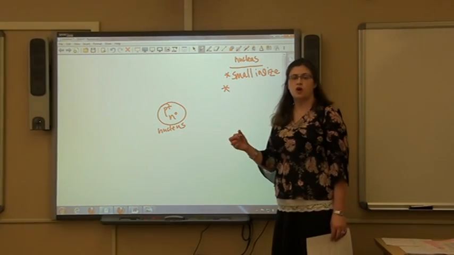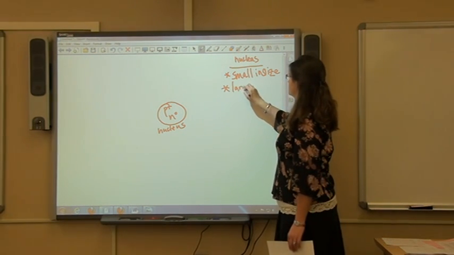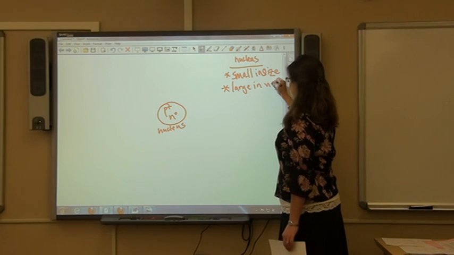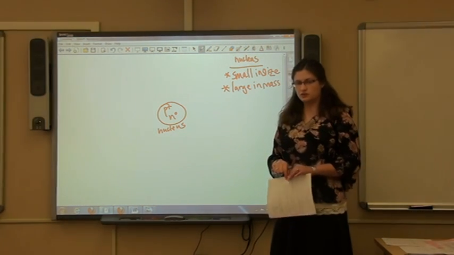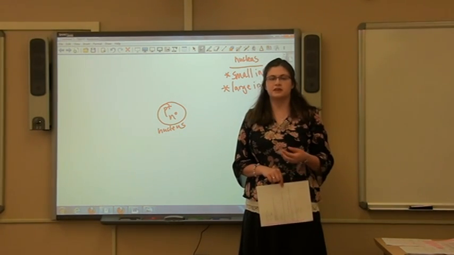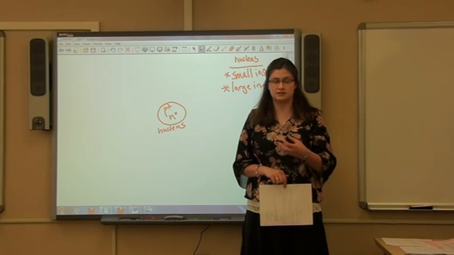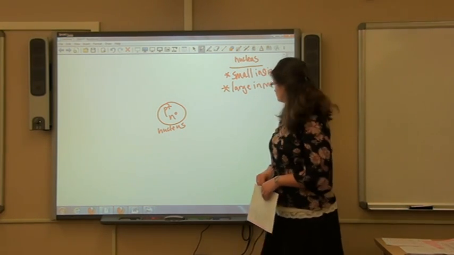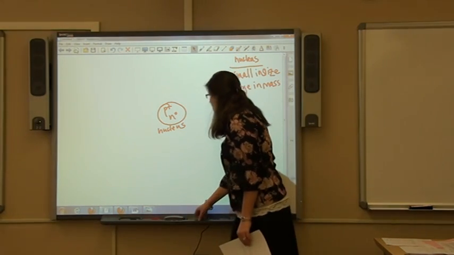So the nucleus is small in actual size, but it is large in mass. So even though it's the smallest physical part of your atom, it's the place where almost all of the mass of your atom is concentrated. So we have protons and neutrons.